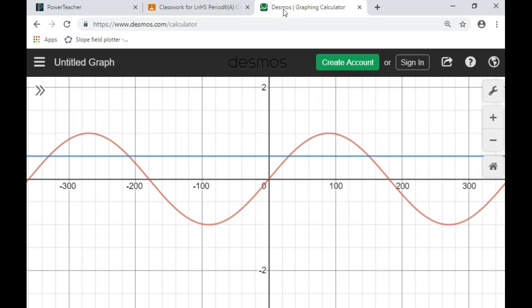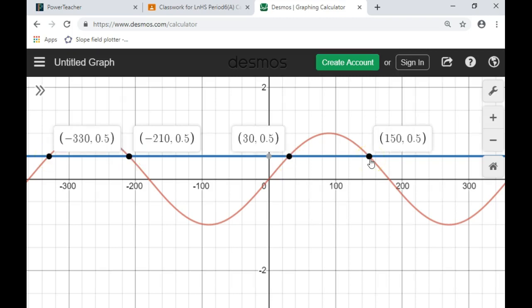What I've got here is the sine wave, and then I have this blue line, which represents the half. You can see that there's a spot where they're equal, and there's another one, another one. So it looks like there are 4 places where sine is equal to a half. One is at 330 degrees, another's at 210, another's at 30, and another's at 150. Now, we were solving this equation, sine x equals a half.